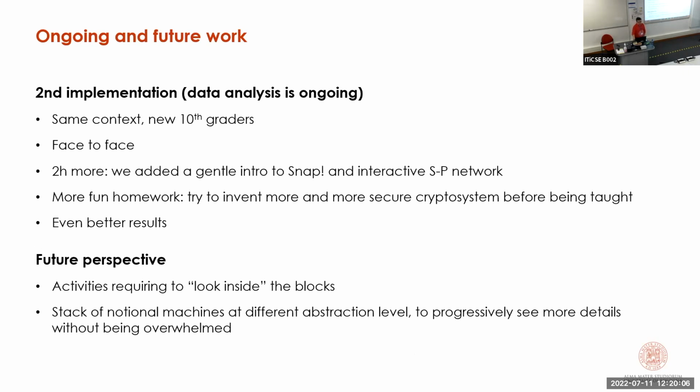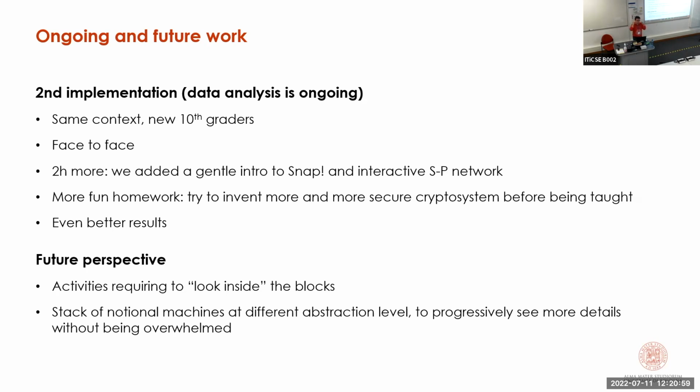We were fortunate to be able to do a second implementation of the course, which is not in the paper, but we are analyzing the data, the next year in presence, face-to-face. So we added a gentle introduction to Snap, like creating a very small video game, and an interactive substitution permutation network, because in the first iteration that was actually no homework. And most importantly, since the negative feedback, we changed the homework. In the second iteration, we asked them at the end of each lecture to invent a more secure crypto system than the one they saw in that lecture, of course, before being taught how in the history of cryptography that happened. And the answers were surprising. I'm analyzing the data, so probably I will report at some point about it.